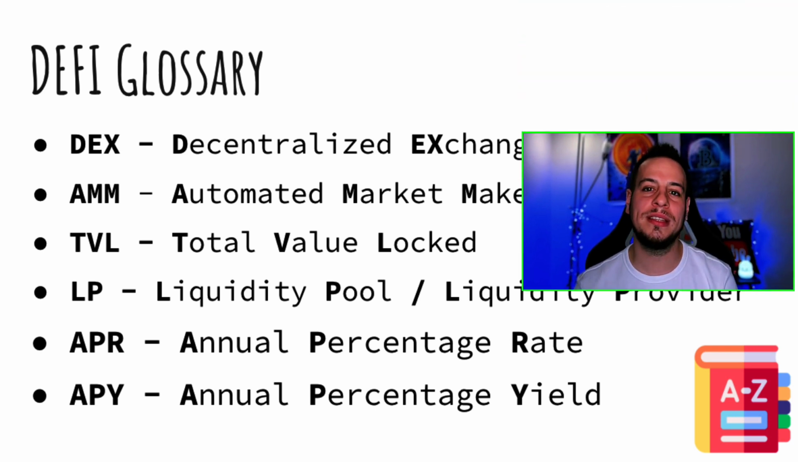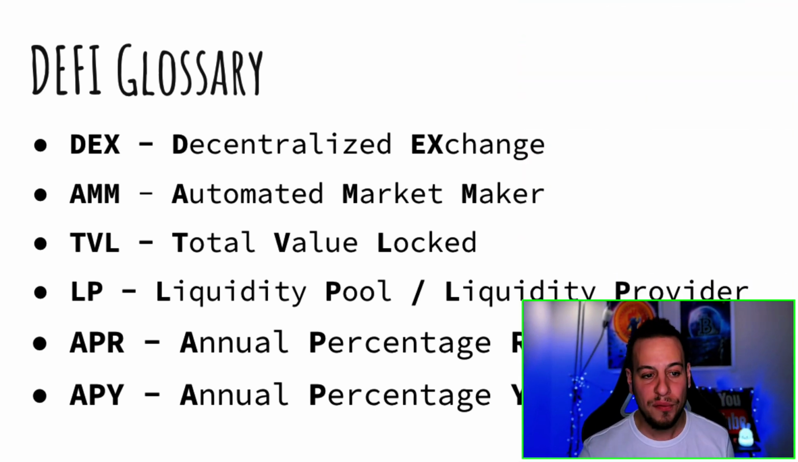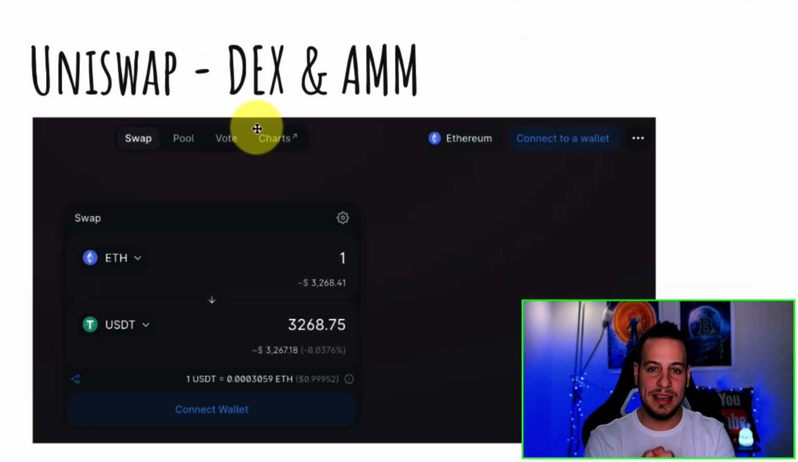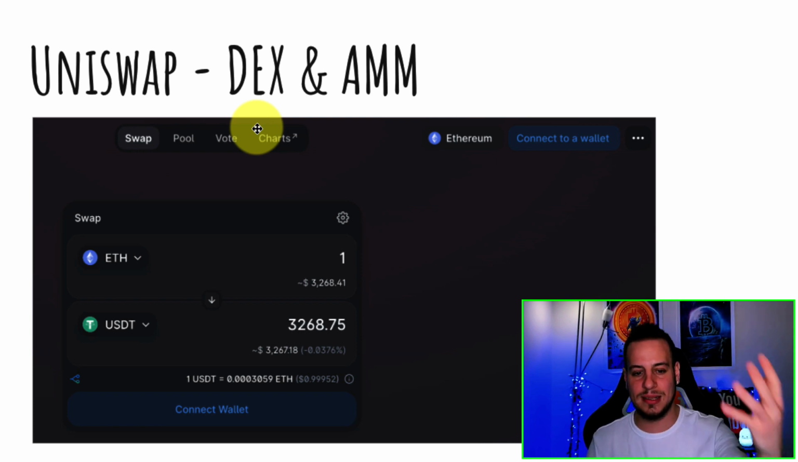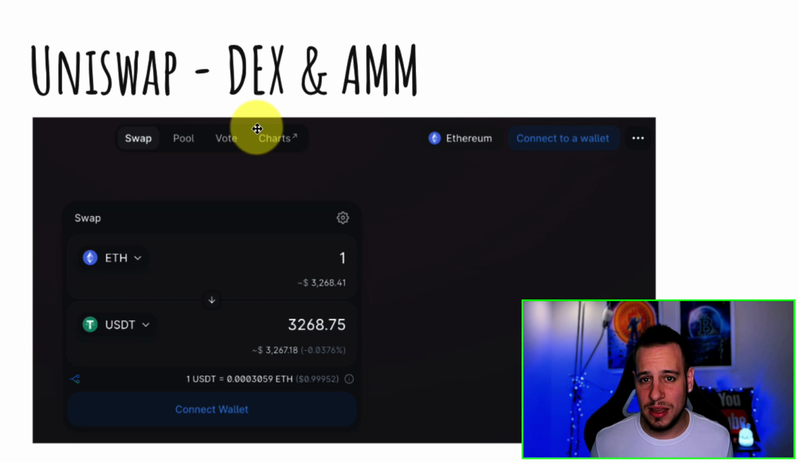Now let's talk a bit about opportunities in DeFi. The first thing that you need to know in DeFi, and the first project that came into being, is Uniswap, and it's a DEX and AMM. What is DEX and AMM? We talked about it a couple of minutes ago.